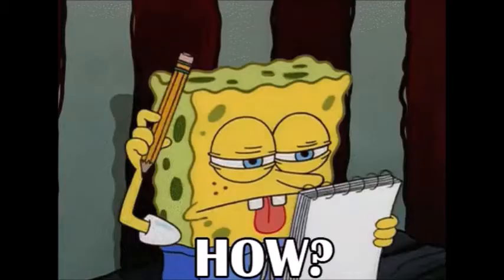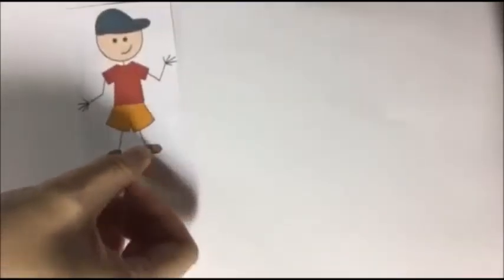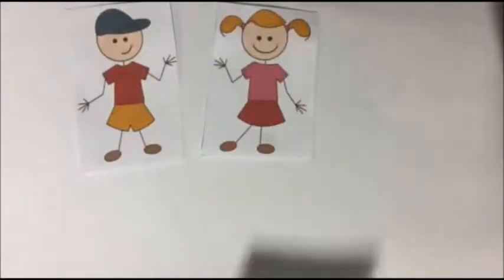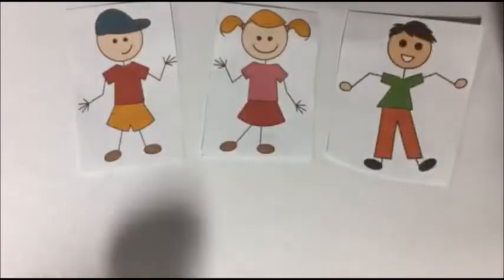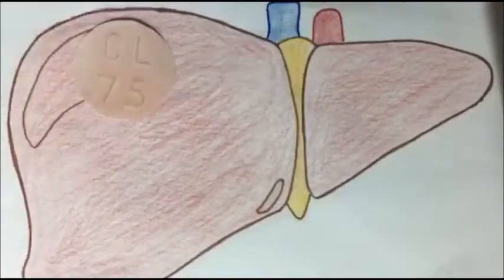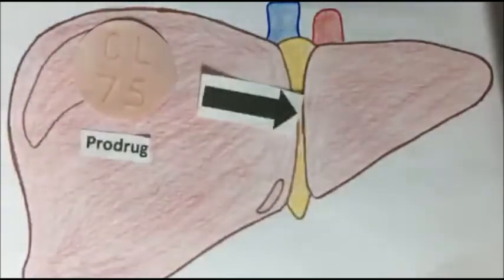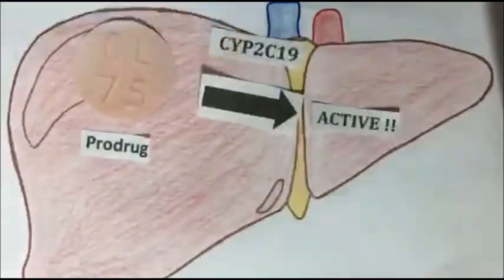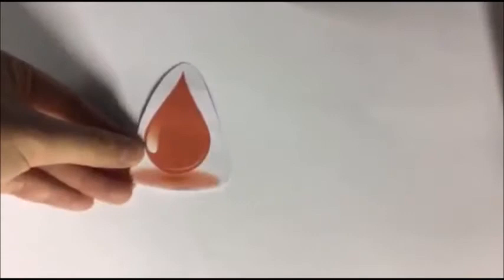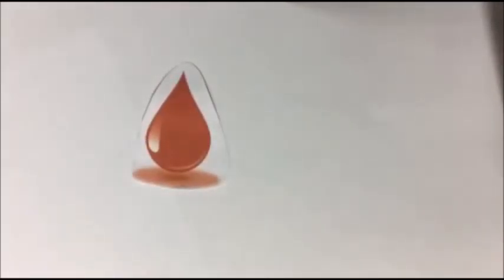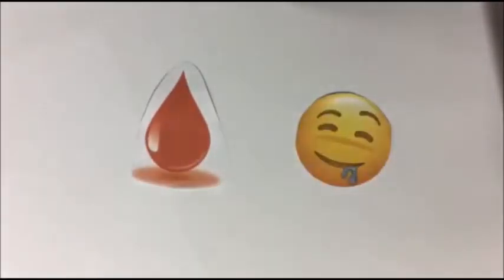How is RFLP conducted in the process of DNA typing? Let's say your friends John, Jenny, and Ben were prescribed clopidogrel. Clopidogrel is a prodrug that needs to be metabolized into its active form by CYP2C19. Firstly, extract DNA from the sample taken from them. It can be blood, saliva, or semen.